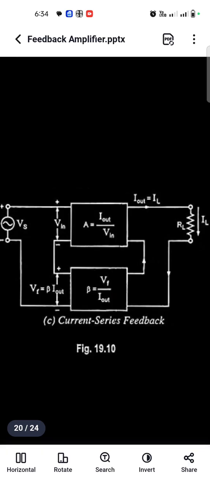Current series feedback amplifier is otherwise called a series feedback amplifier. Here the sampling parameter is current and the mixing fashion is series. Here the output current is directly proportional to the input voltage, so A equals Io divided by Vi, and this is also called a transconductance amplifier. Understand?